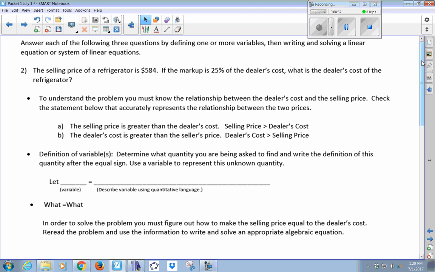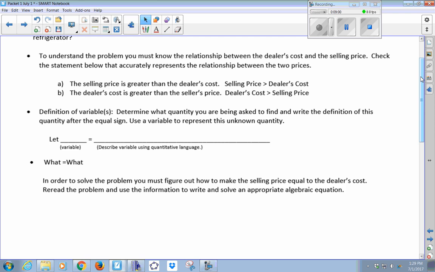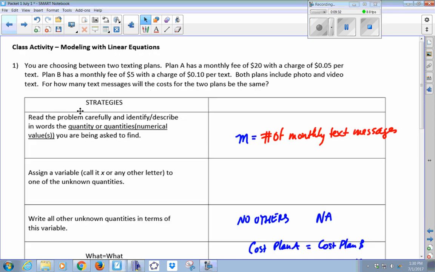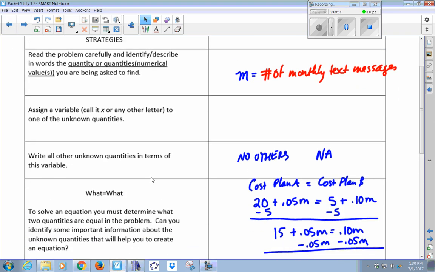So first, you've got to make sure you understand the problem. And to do that, you need to know the relationship between the dealer's cost and the selling price. So read each of these 2 statements below, and then select the statement that represents the relationship between the 2 prices. I'm going to give you a minute or so to do that. Okay, so hopefully you chose A, that the selling price of a particular item is always going to be greater than the dealer's cost.